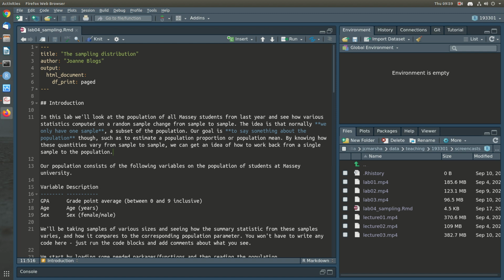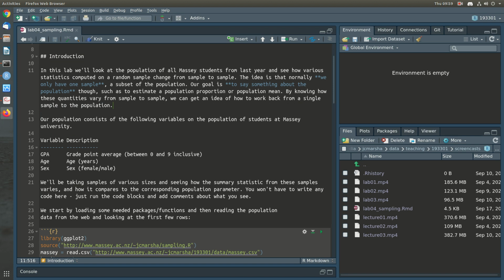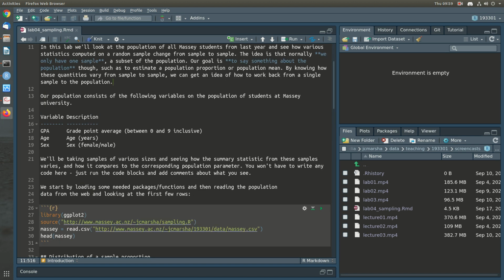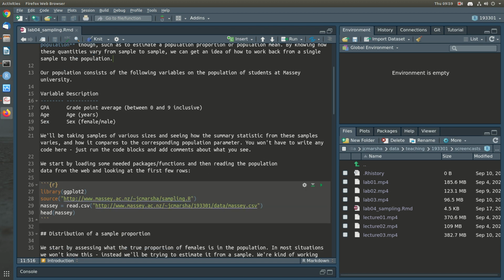So we're going to do that by taking a population of students at Massey University, and we have three measures. We have their GPA, their grade point average between 0 and 9 inclusive. We have their age in years, and their sex, male and female, as measured at Massey. We're going to be looking at this entire population, which consists of almost 40,000 students, and we're going to be taking samples from it. Each time we take a sample, we're going to get a different set of observations, so it's going to look a little bit different.